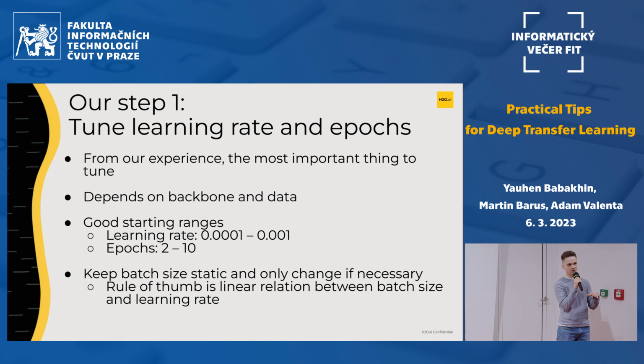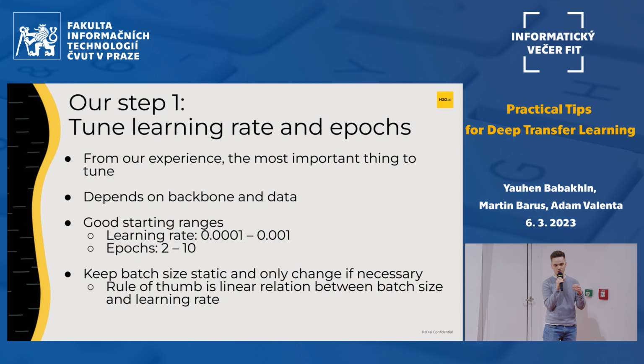So if you're reducing the batch size by a factor of 2, then it is better to reduce your learning rate also by a factor of 2. It allows us to compare these two models on a single scale, and it will allow us to tune models better.